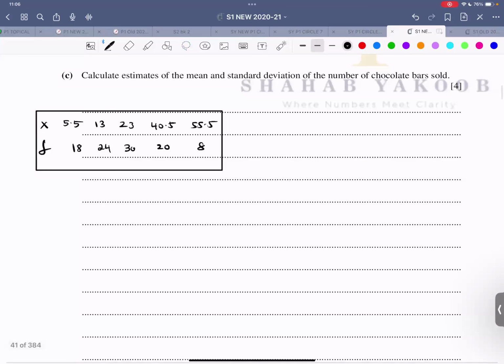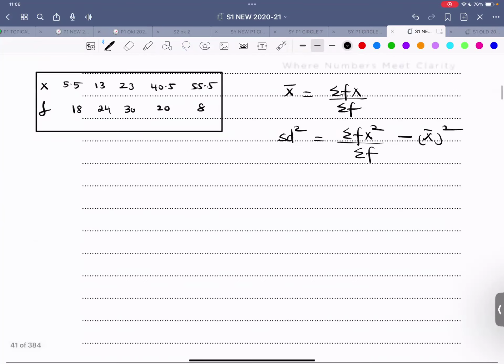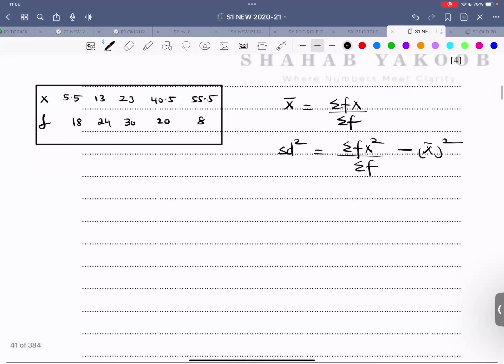Now, what is the formula for mean? X bar is sigma fx over sigma f. SD square is sigma fx square over sigma f minus x bar square. So now what we can do is that either we do it this way, making columns. So let me write over here x, f, x square, fx, and fx square.